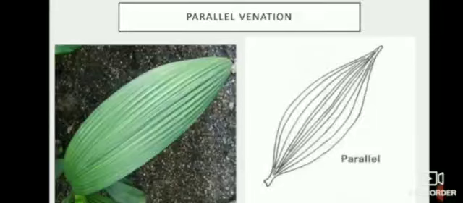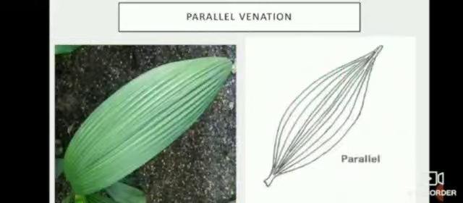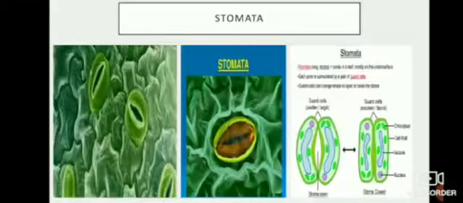So if we see this reticulate venation, all the plants that are having reticulate venation will have taproot system, and the plants with parallel venation are having fibrous root system. We can see parallel venation in monocot plants, whereas reticulate venation we see in dicot plants.